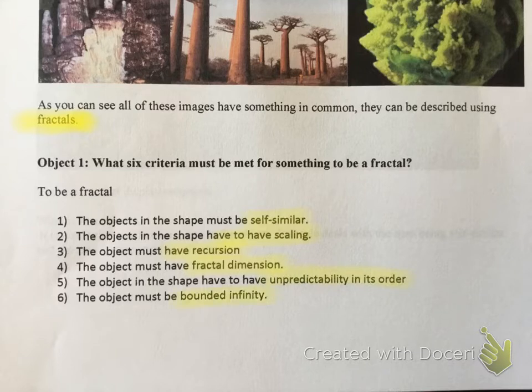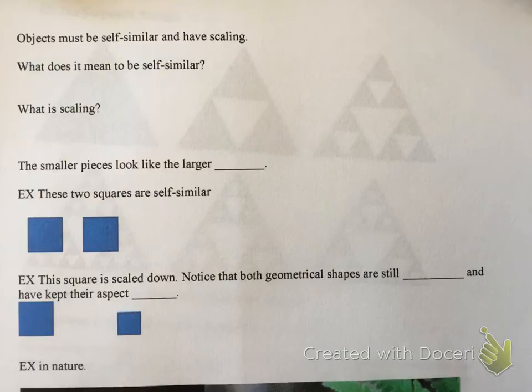So you have to memorize these 6 criteria that make something a fractal for the test. And we're going to look at every single one of them in detail so that way you understand if you can determine if something is a fractal or not. So the first criteria is objects must be self-similar and have scaling.